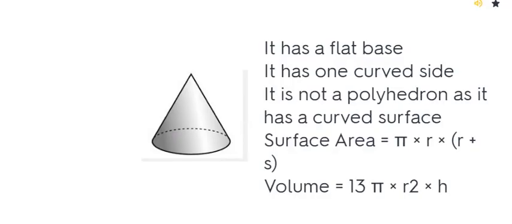Cone. It has a flat base. It has one curved side. It is not a polyhedron as it has a curved surface. Surface area equals πr(r+s). Volume equals 1/3πr²h.